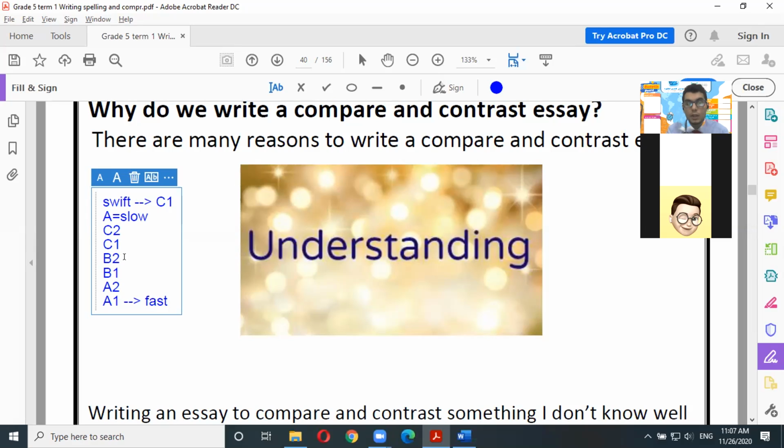An example for B2, I don't have a mic, is rapid. I don't remember really if it's B2 or B1, but it's rapid. So you have 3 words that mean the same. It might also be C1, by the way. Okay. Now here, so that's it. We can use the synonyms and the antonyms.